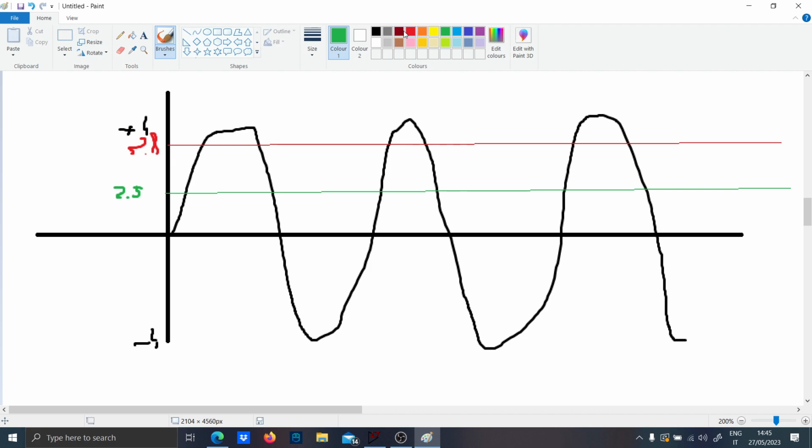I hope I'm not seeing the contrary, but the first trigger should be here at 3.8, and then it will fall down not here but here, and so on. So, as you can imagine, you will see the square wave.